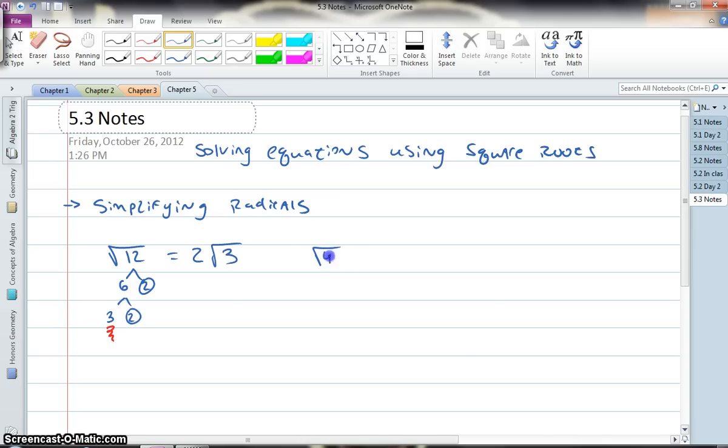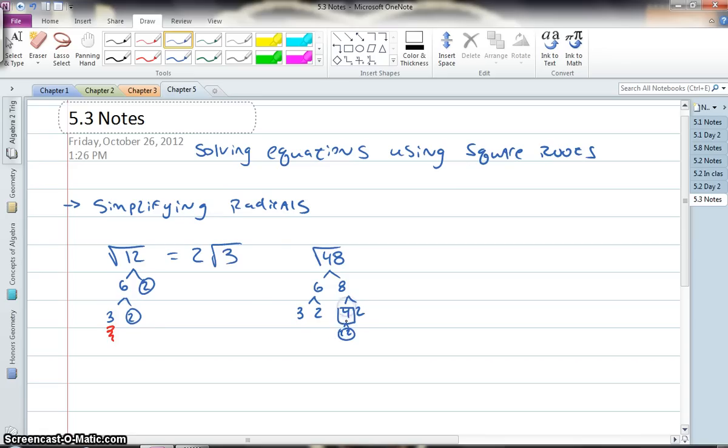Alright, so the square root of 48. Let's try this one. Now if you like, you could pause the video and try it, and then come back to my explanation and see how you do. See if you remember this. But if you didn't pause it, please take notes. So I'm going to break down 48. That's 6 and 8. 6 breaks down to 3 and 2. 8 breaks down to 4 and 2. Now 4 is 2 and 2, which is a pair of 2s.